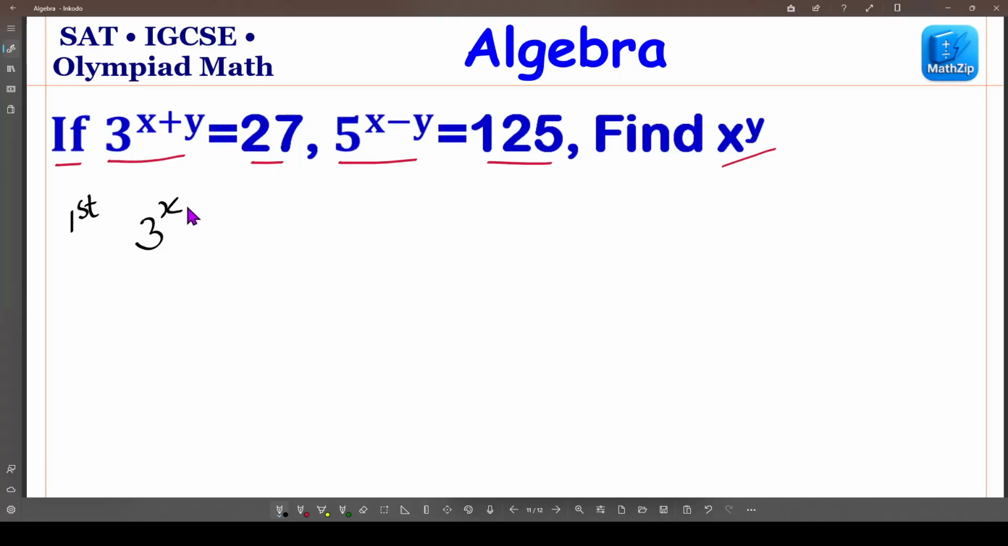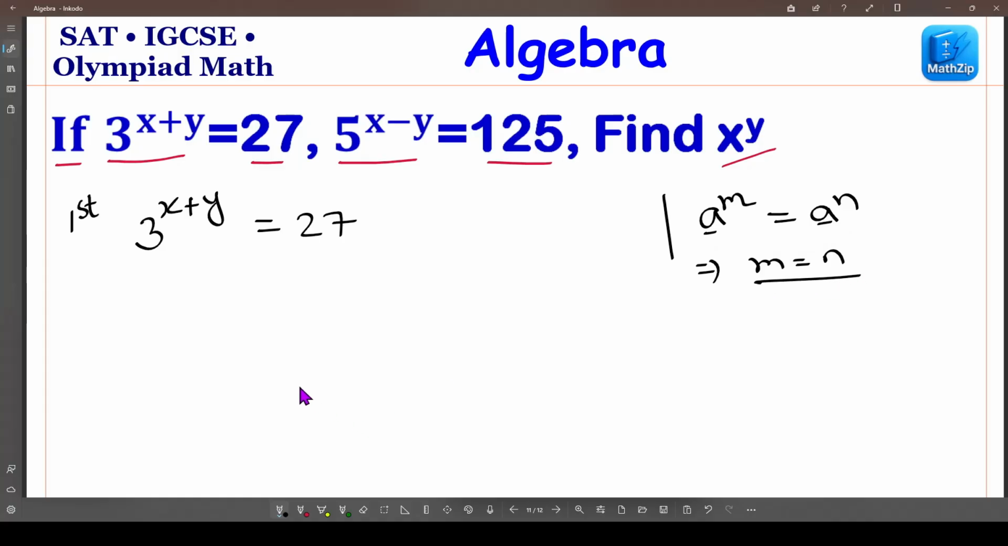3 to the power x plus y equals 27. We know a law which is: a to the power m equals a to the power n means m equals n. Why? As per the law of indices, once bases are the same, the powers will be equal. So here the base is 3, so we can make 27 to base 3. How? Look, 3 to the power x plus y equals 27, which means 3 cube.